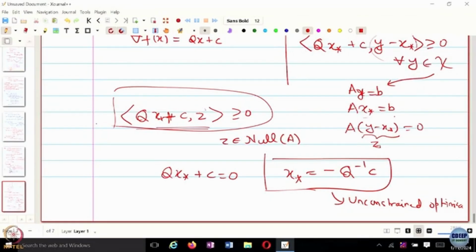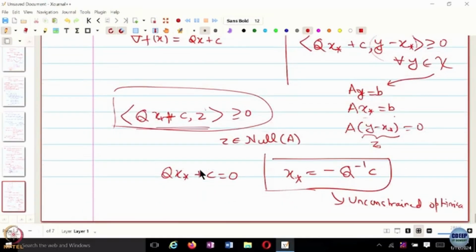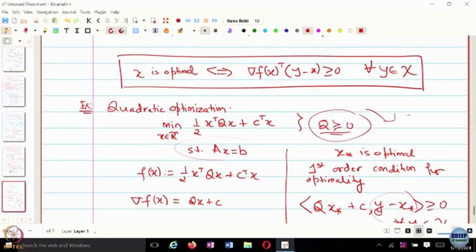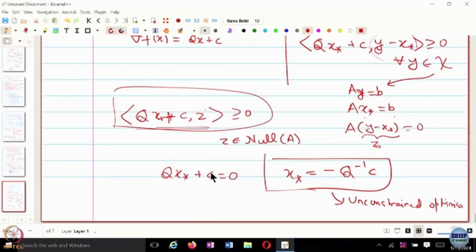If you are solving this problem without this equality constraint, then the optimal solution turns out to be this, if Q is invertible. In fact, let me also make it that Q is strictly positive definite, so that we can consider the inverse of Q. For unconstrained optimization, we know that the gradient vanishes, so Qx star plus c is equal to 0. This is true only for unconstrained optimization.